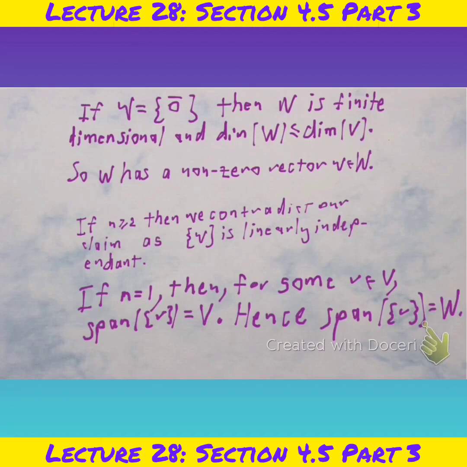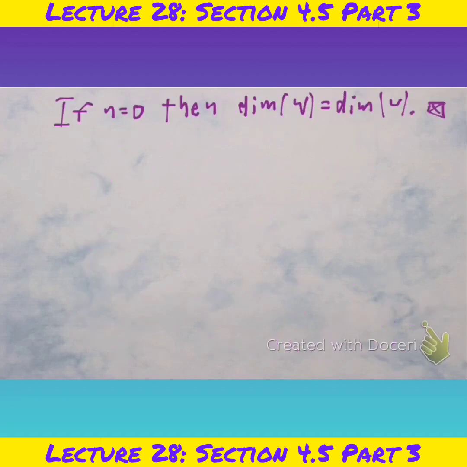Okay, so it's going to mean that W is finite dimensional, and the dimension of W is less than or equal to the dimension of V. So the dimension of W is going to be at most 1. All right, and if n is 0, in other words, the dimension of V is 0, then obviously the dimension of W will be the same as the dimension of V, because if V is the 0 vector, then W will be the 0 vector as well.